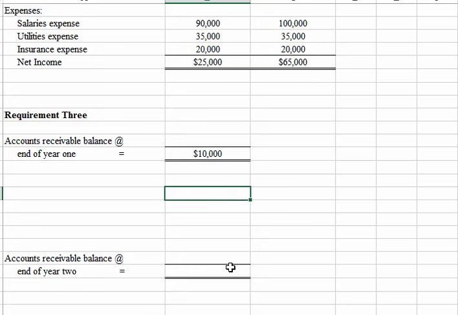Okay, now at the end of year 2, the accounts receivable balance would be equal to $10,000. The balance at the end of year 1 would become the balance at the beginning of year 2. So our accounts receivable balance to begin year 2 would be $10,000. Plus what we billed customers during the year, $220,000. Minus what we collected from customers in year 2, $190,000. And that'll give us our accounts receivable balance at the end of year 2, $40,000.